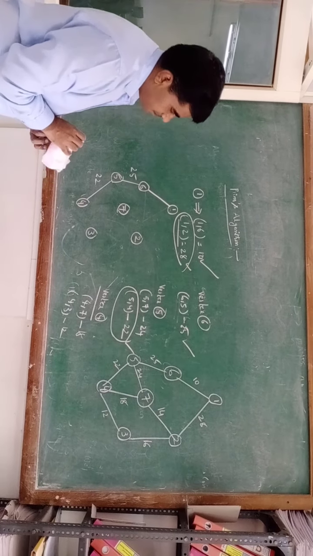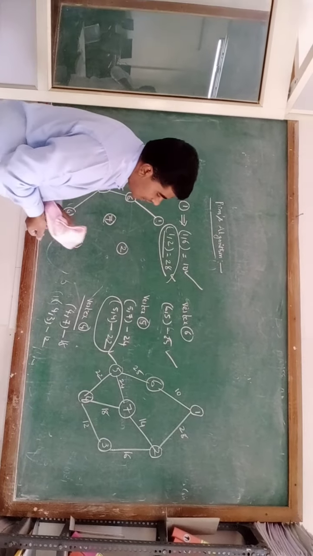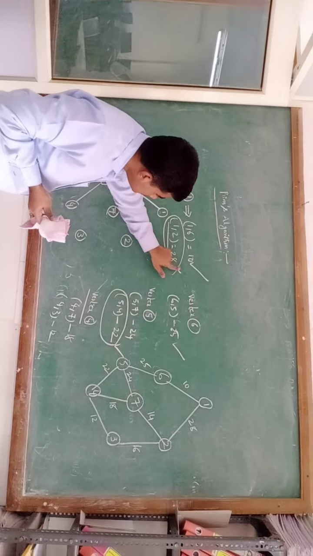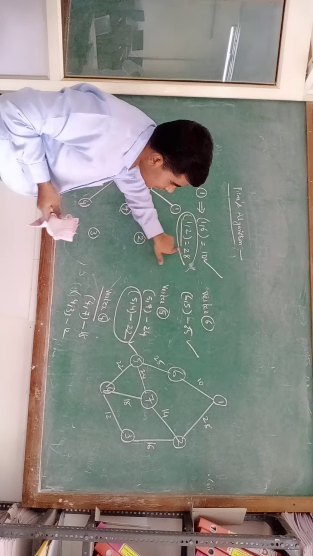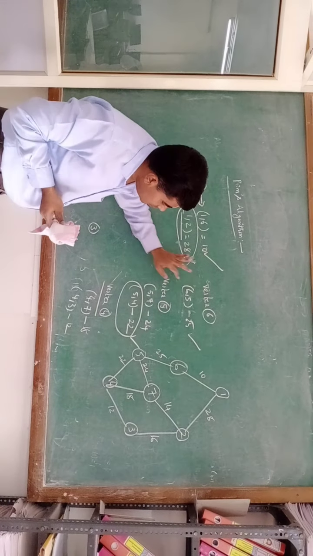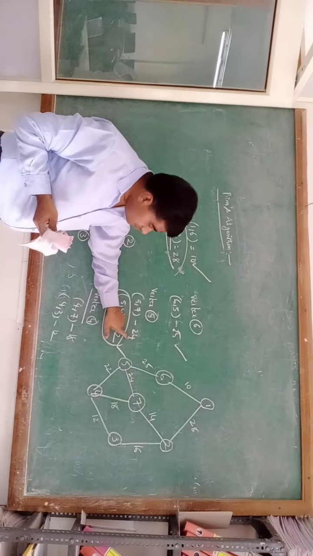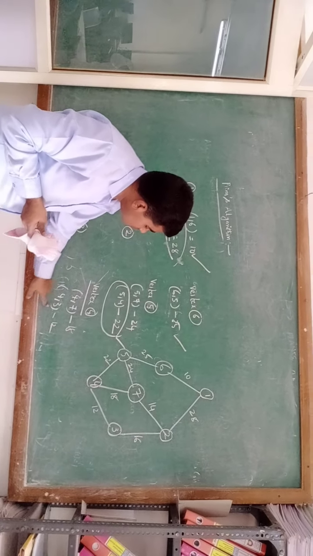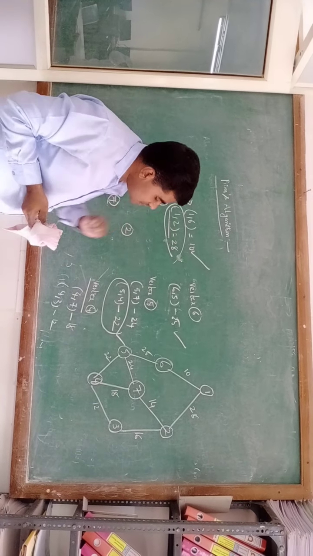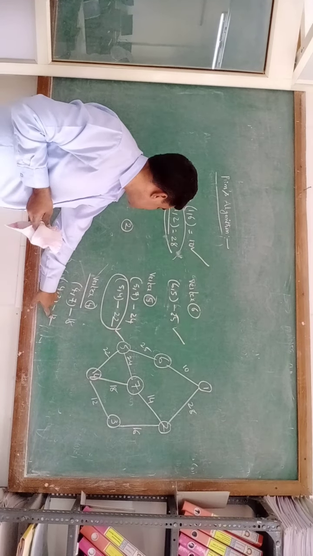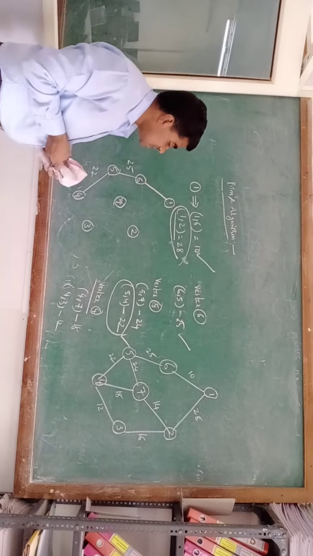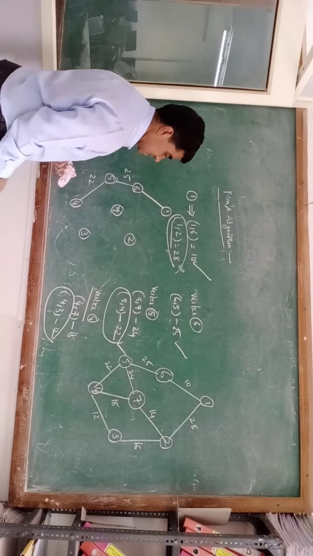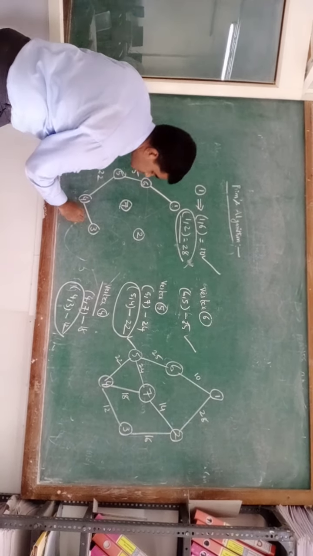Now for all vertices we have to check. For vertex 1, 1 to 2 is remaining. For vertex 6 it is already completed. For vertex 5, 5 to 7, 24 is remaining. And for vertex 4, 4 to 7 and 4 to 3. From among these, which one is the minimum? 4 to 3 is minimum. Is it forming any cycle? No, it is not forming any cycle. So we add 4 to 3, that is 12, to the spanning tree.